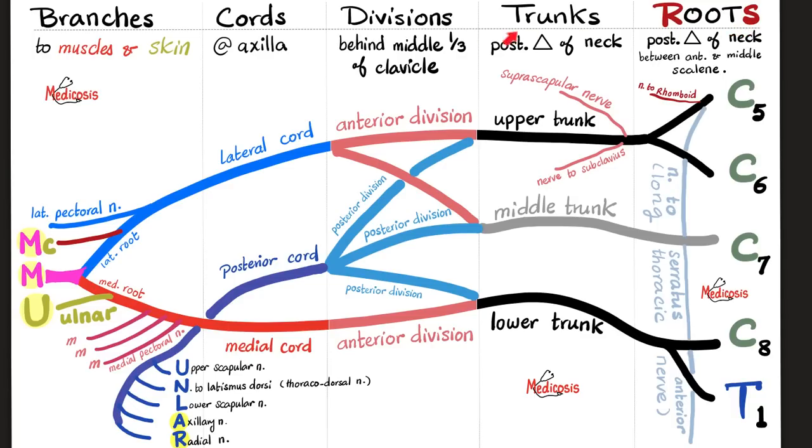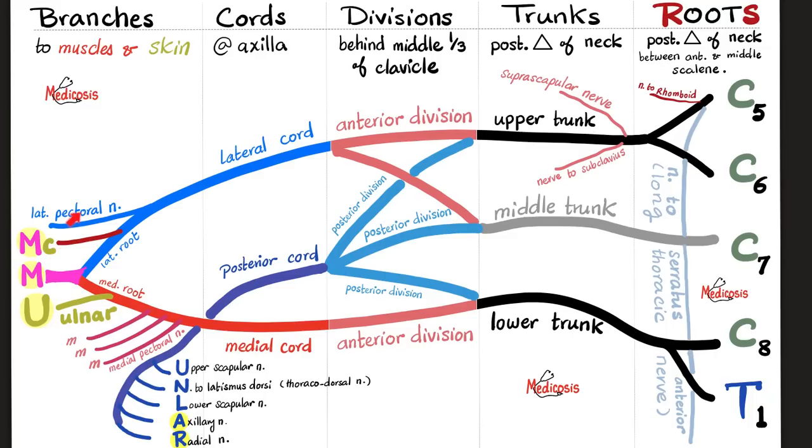In order to understand the brachial plexus, everything has to be number 5. So we have 5 things. We have roots, we have trunks, we have divisions, we have cords, and we have branches. How many roots do we have? The answer is 5. C5, C6, C7, C8, and T1. How many terminal branches do we have? The answer is 5. Musculocutaneous nerve, median nerve, ulnar nerve, axillary nerve, and radial nerve.